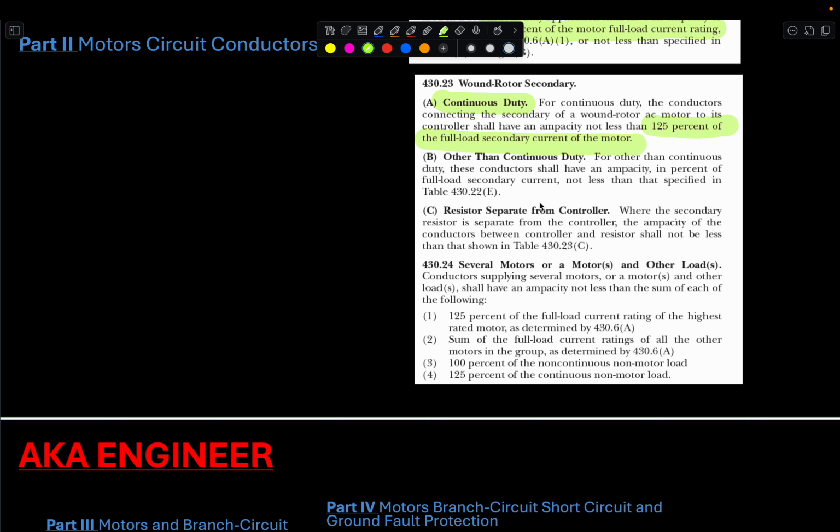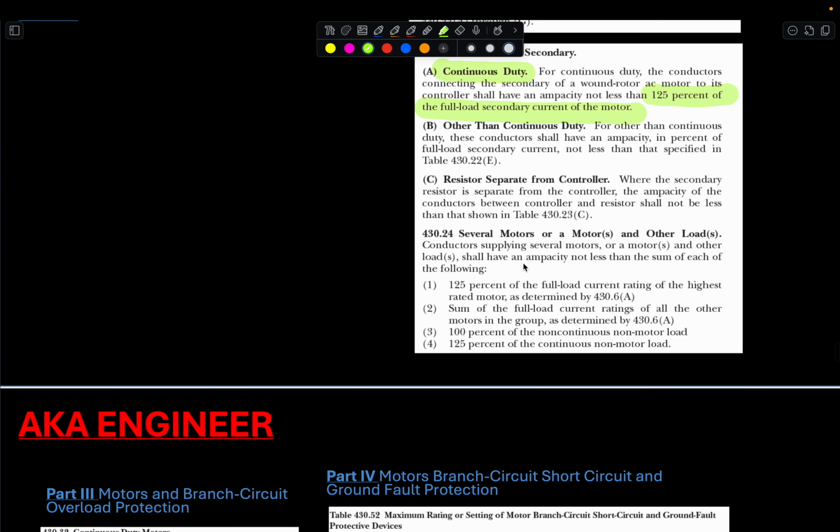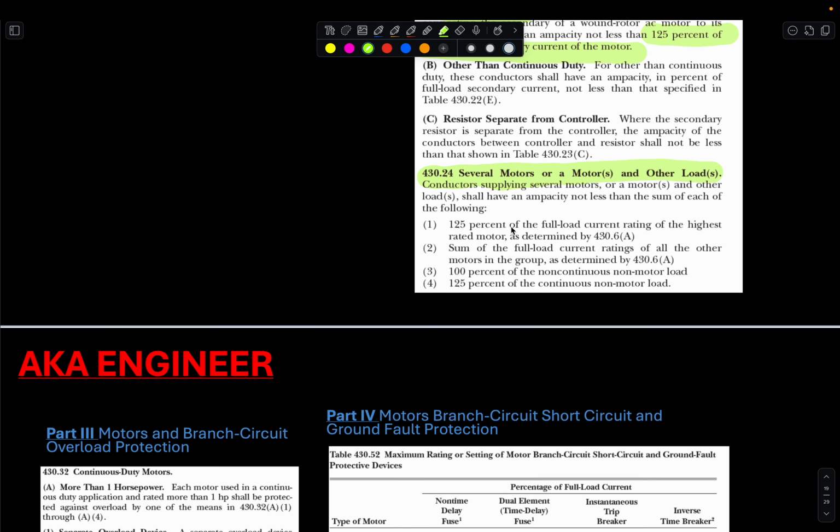What I wanted to highlight in this section is section 430.24, where you have several motors or a motor and other loads. This is a very important section because you might see something where not only do you have a single motor connected, but you have multiple motors and maybe additional loads that are not motors connected to this, and you want to size the correct conductor. You must follow these three procedures right here.